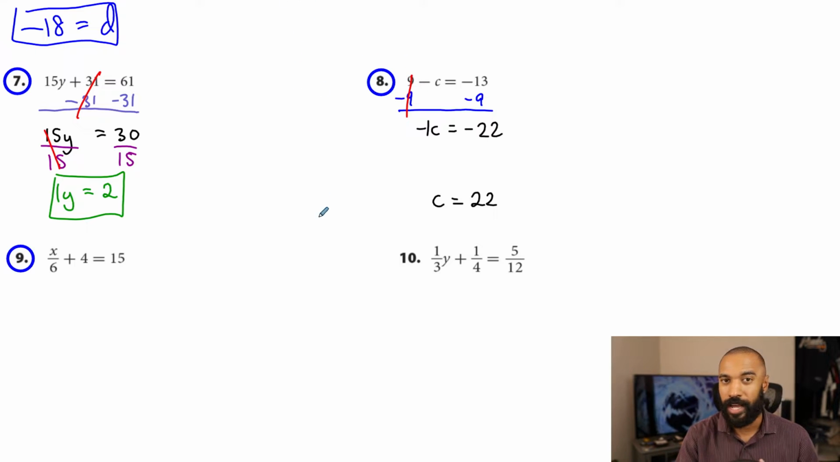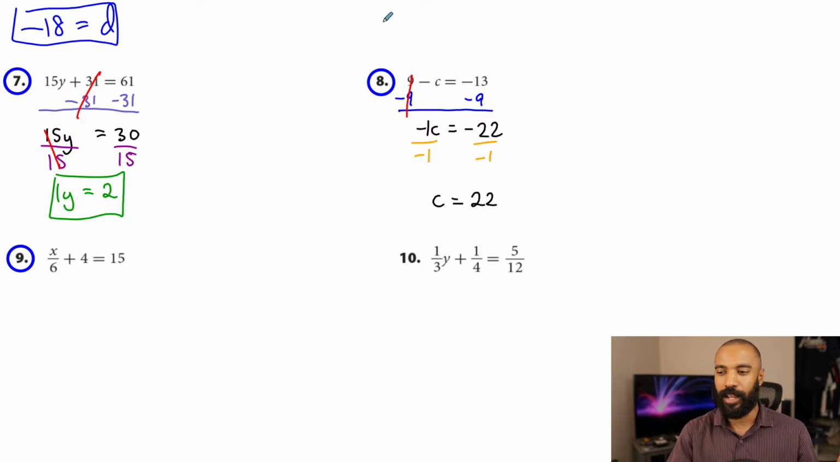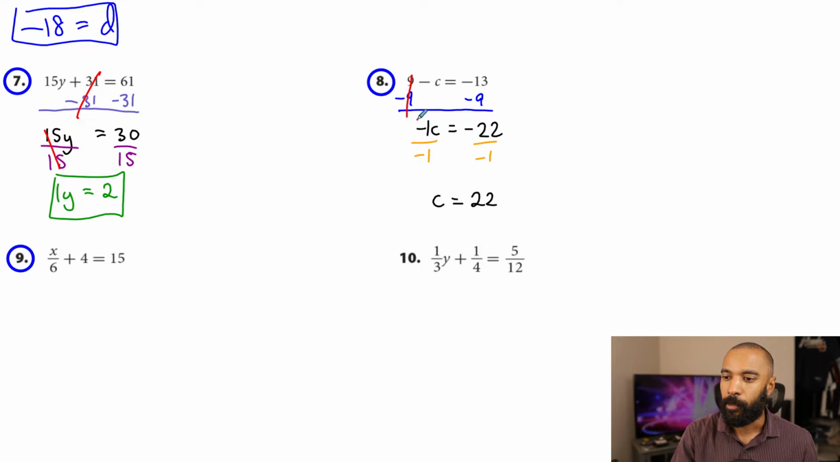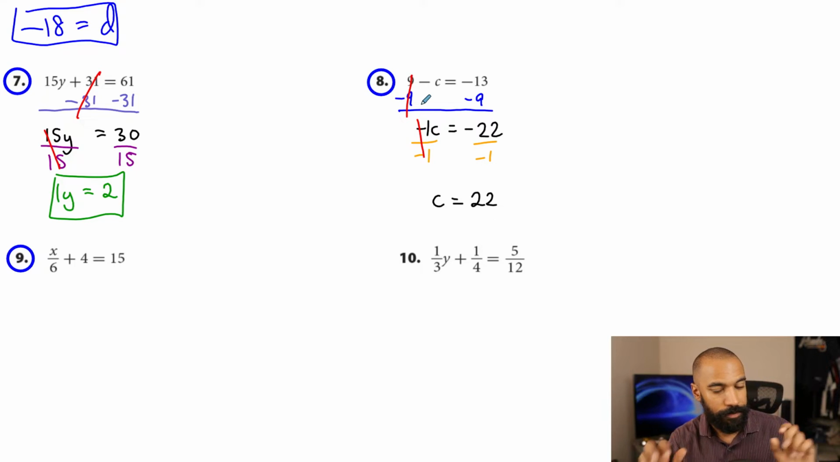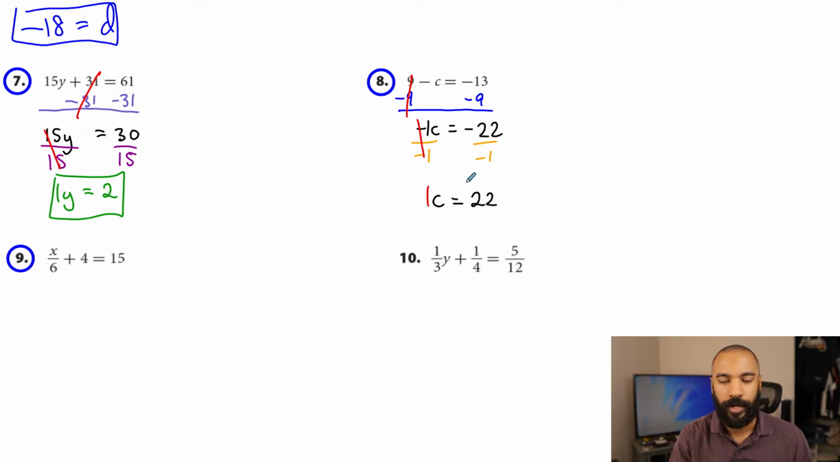Because now, in case you're not sure what you could have divided by, if negative 1 is multiplying by c, I can divide both sides by negative 1 right here. And negative 1 divided by negative 1 gives me positive 1. So positive 1 right here cancels. It gives me a positive 1c equals 22, and that's what I'm looking for. So that's where negative divided by negative gives me a positive.